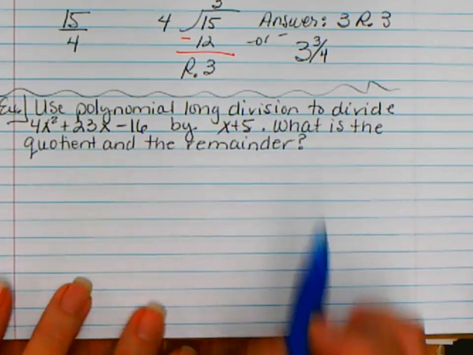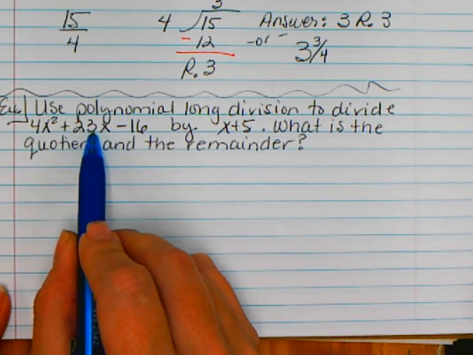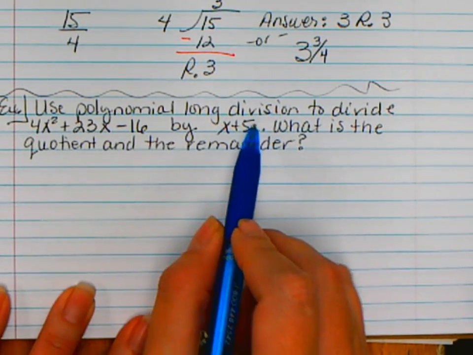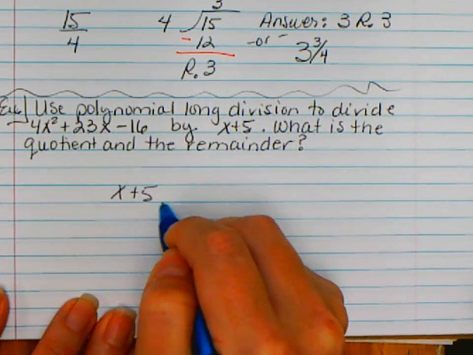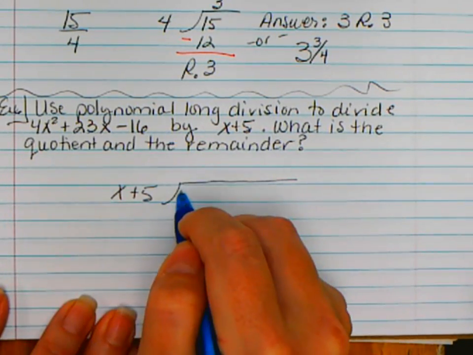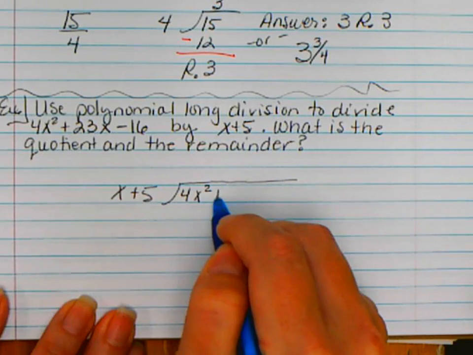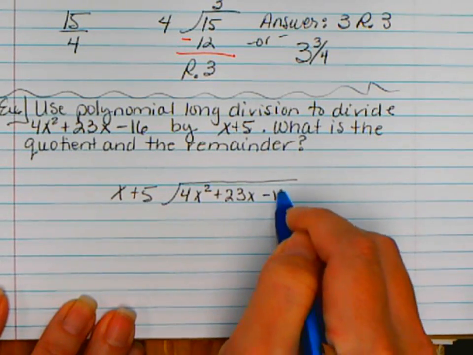Okay, so we're dividing 4x squared plus 23x minus 16 by x plus 5. So x plus 5 is our divisor, and 4x squared plus 23x minus 16 is our dividend.